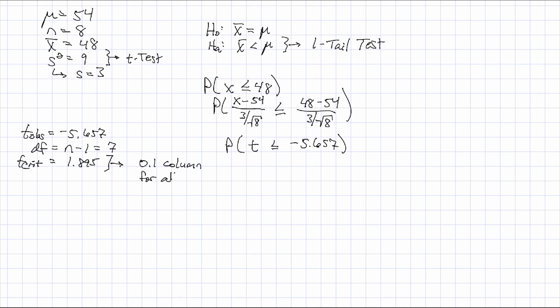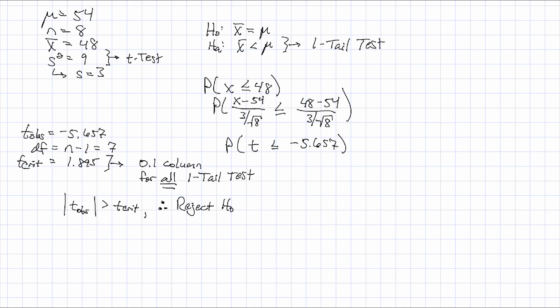and we will always use the 0.1 column whenever we run a one-tail test. So for all one-tail tests. Alright, so we have our t observed, we have our t critical. What we do is take a look at the absolute value of our t observed. In this case, the absolute value of our t observed value is greater than our t critical value.